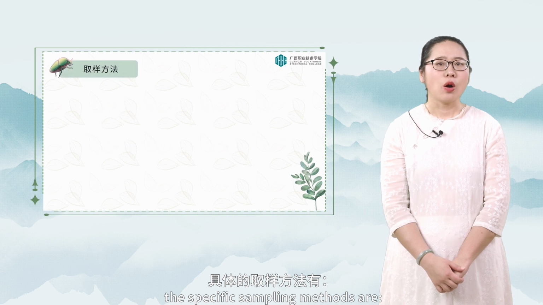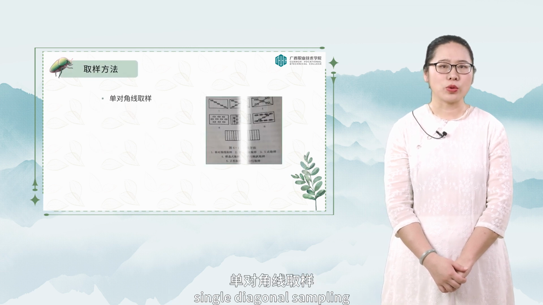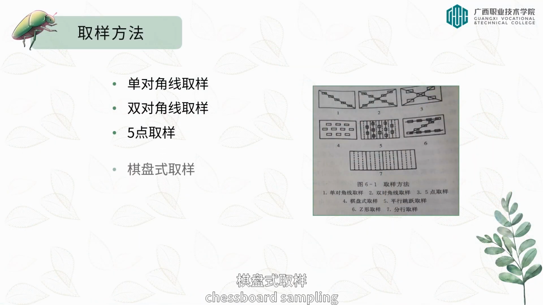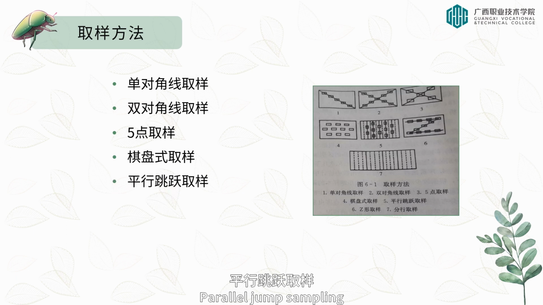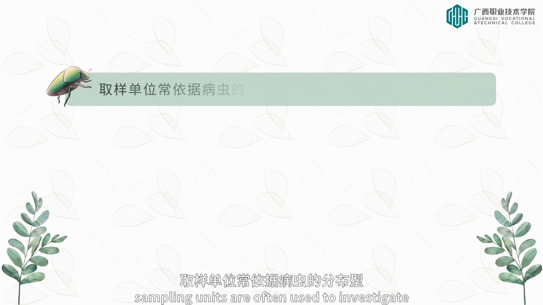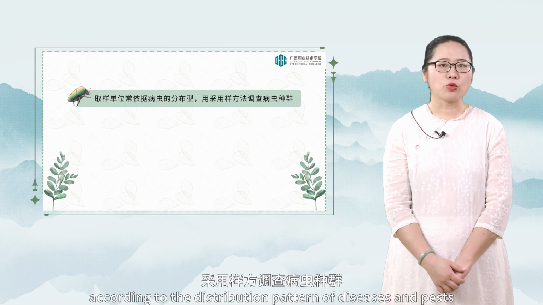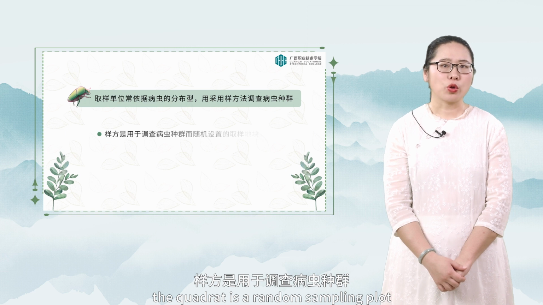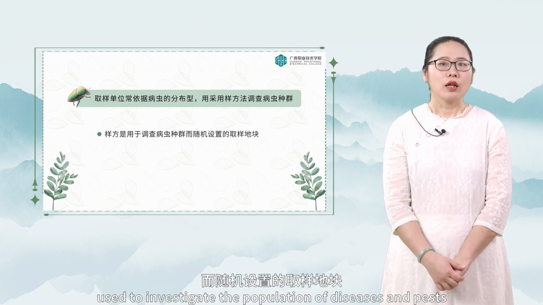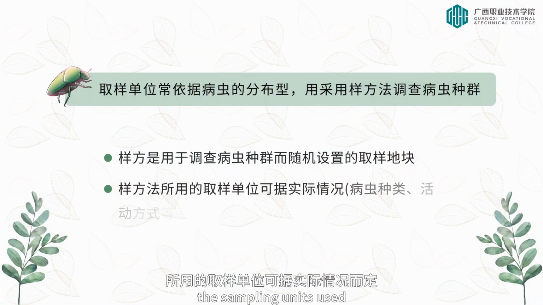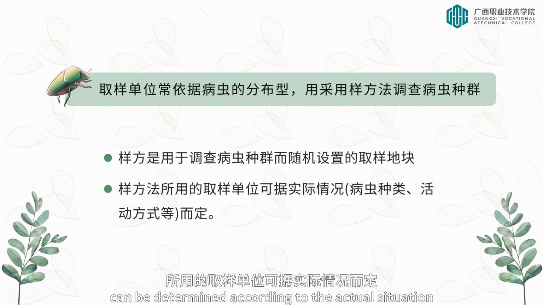The specific sampling methods are single diagonal sampling, double diagonal sampling, 5-point sampling, chessboard sampling, parallel jump sampling, Z-shaped sampling, and branch sampling. Sampling units are often used to investigate the population of diseases and pests according to the distribution pattern of diseases and pests. The quadrat is a random sampling plot used to investigate the population of diseases and pests. The sampling units used can be determined according to the actual situation.